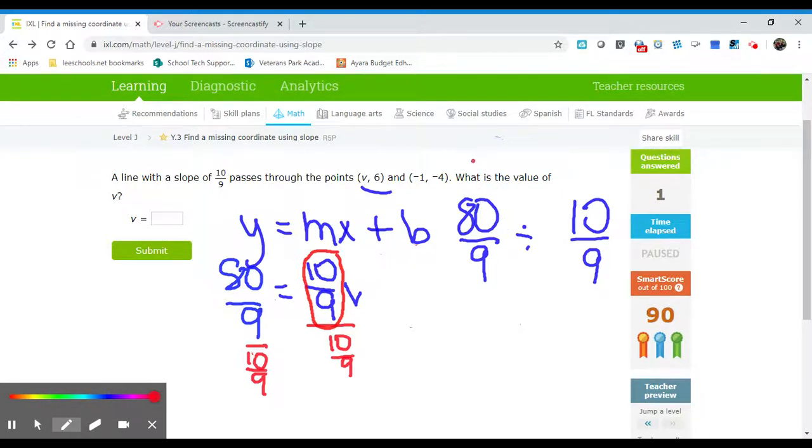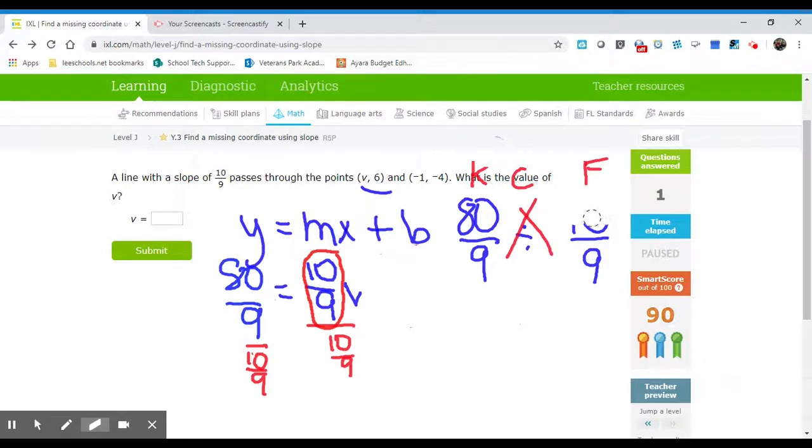Yep, it's keep, change, flip. So we keep it the same, we change it, and we flip this last fraction. So if it's 10 over 9, it's going to be 9 over 10. So let's do that. Let's erase this and make it 9 tenths. Okay? Make it 9 tenths. 9 over 10.